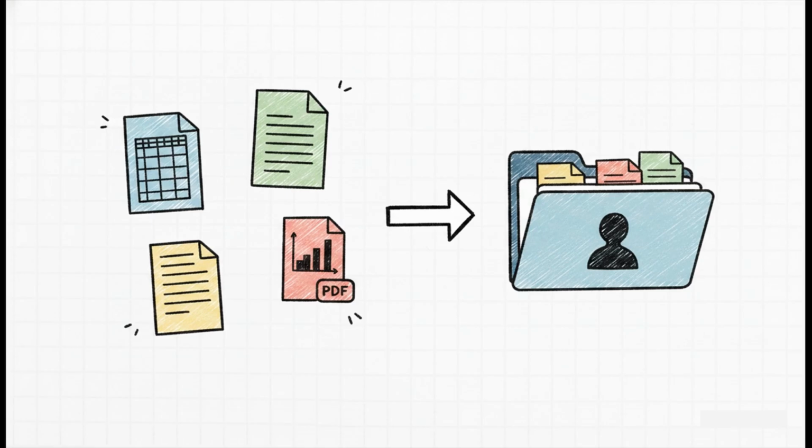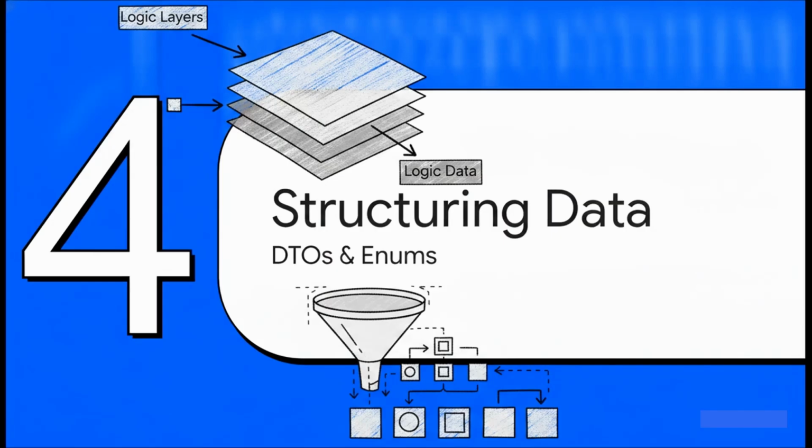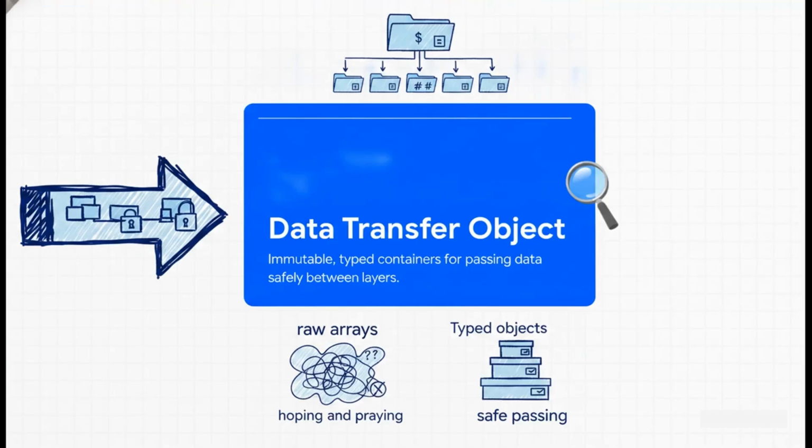Now that we've separated our logic into these distinct layers, how on earth do we safely pass data between them? That leads us into Section 4, structuring data using DTOs and enums. Our first modern tool is the Data Transfer Object, or DTO.